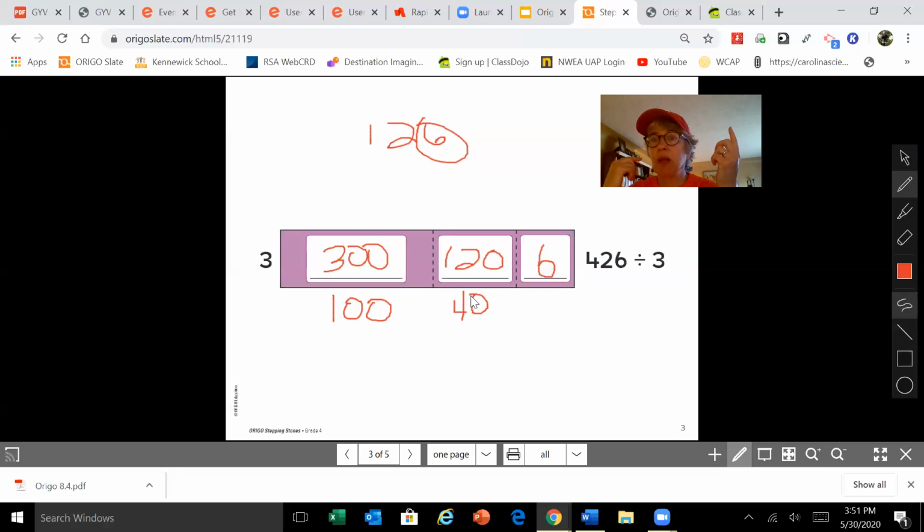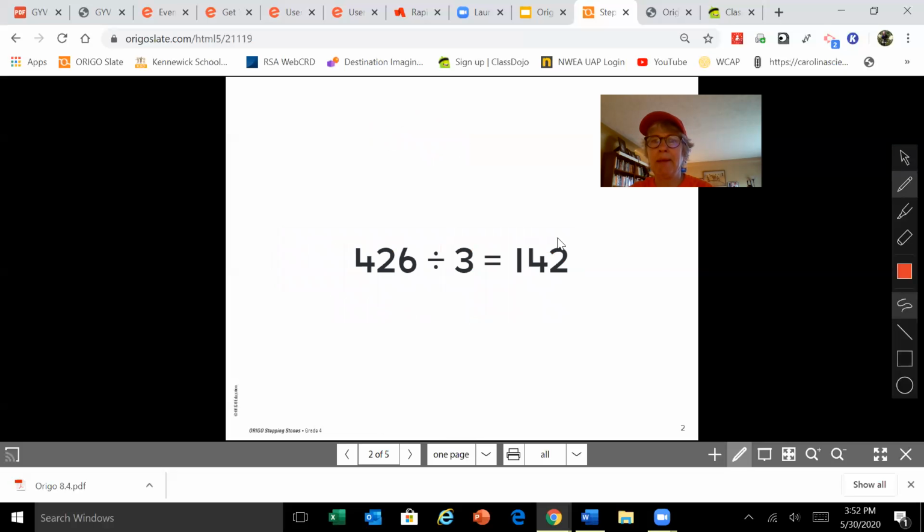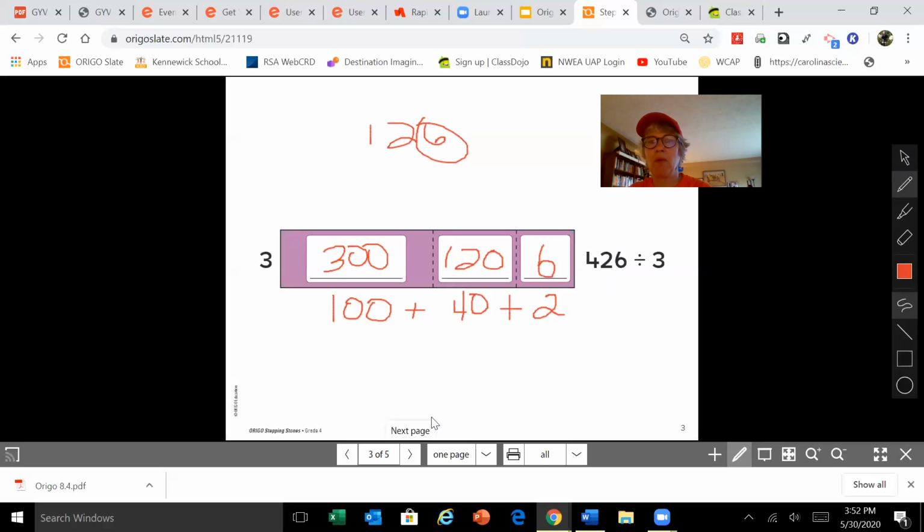So notice what I'm doing. I'm using what I know, okay? And I'm thinking flexibly. Now this one, hopefully I won't get it wrong. 3 times what equals 6? And that is 2. Now, if we added all of these numbers together, we would get 142, because 100 plus 40 plus 2 equals 142. Well, I'm going to go back to this first slide. Look at that. We got that, okay? So we were on the right track. Okay, let me keep going.